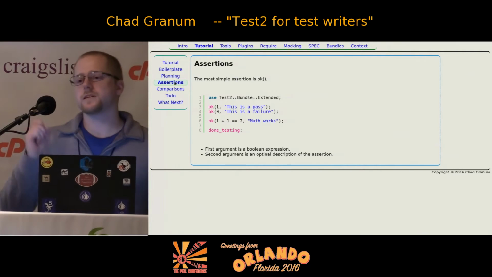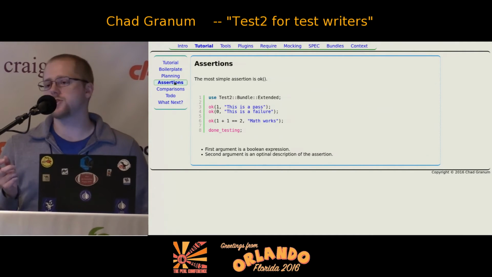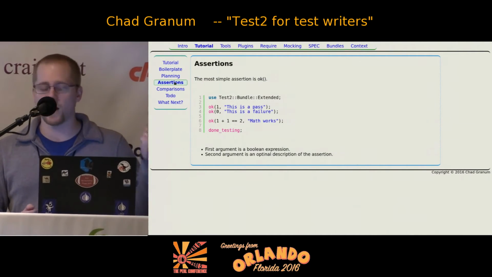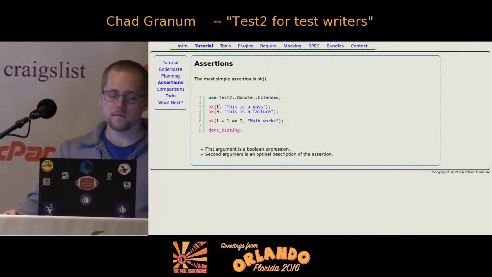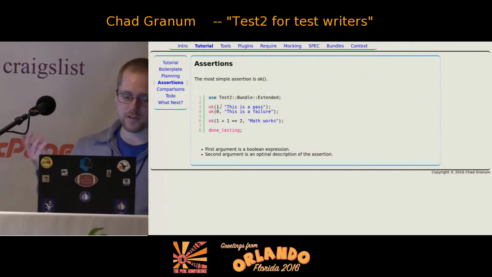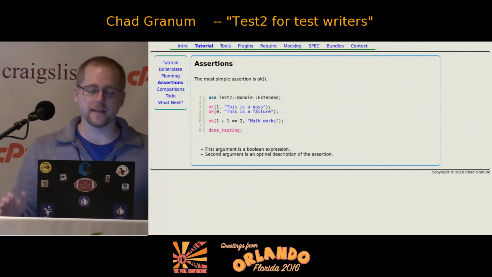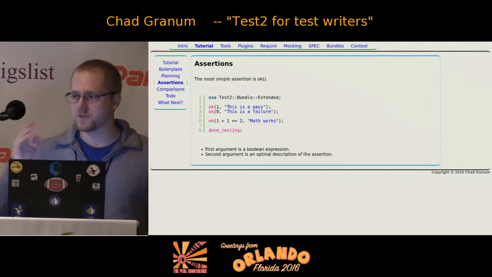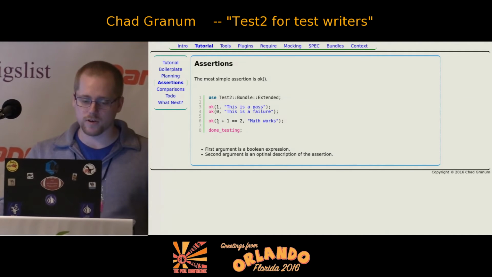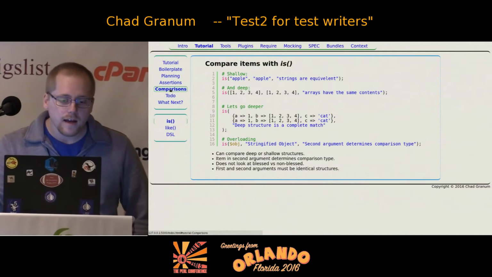So assertions. This is the key to testing. You make assertions. You say, this code does what I want it to do. So here, you use the ok function. The ok function takes a Boolean for true or false, does this pass or not pass, and then a name of the test. Just something anyone here who's used Test::More knows, so you all know it. I don't have to keep going through that.